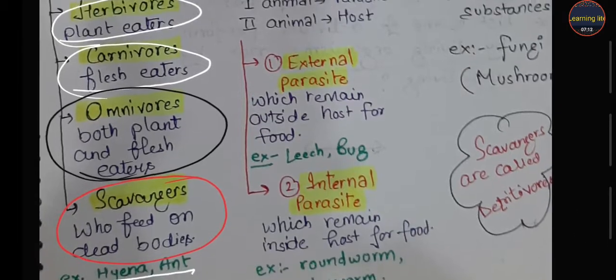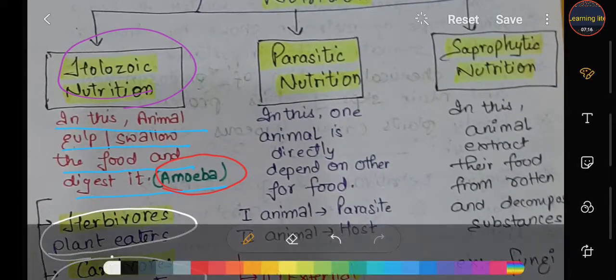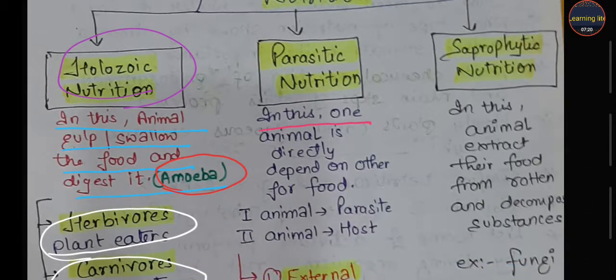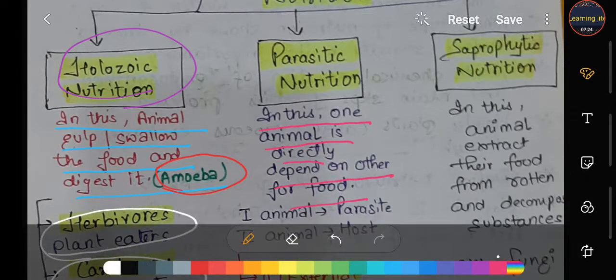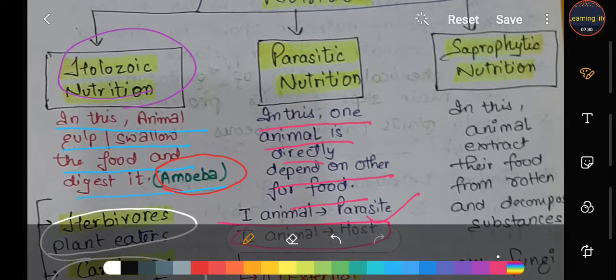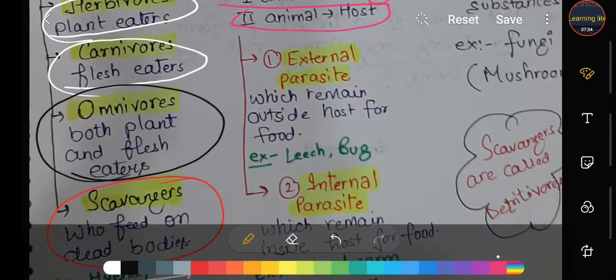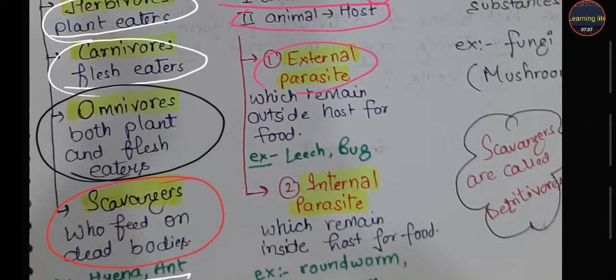Got it? Now let's move on to the second type, that is our parasitic nutrition. So student, what is parasitic nutrition? In this, one animal directly depends upon the other for food. The first one is the parasite and the one on which it depends is called our host. And there are two types of parasite, students. One is external parasite and the second one is internal parasite.